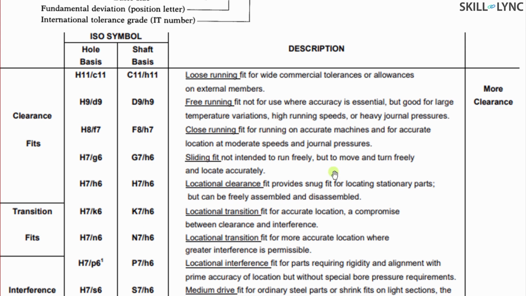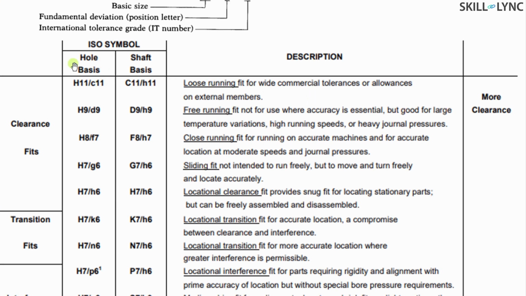So in the first condition, where we see H11 and C11 for the whole basis system, we'll refer to only this column for easy understanding. This kind of combination can be used to define loose running clearance fits. This is used for commercial tolerances or allowance for external members.